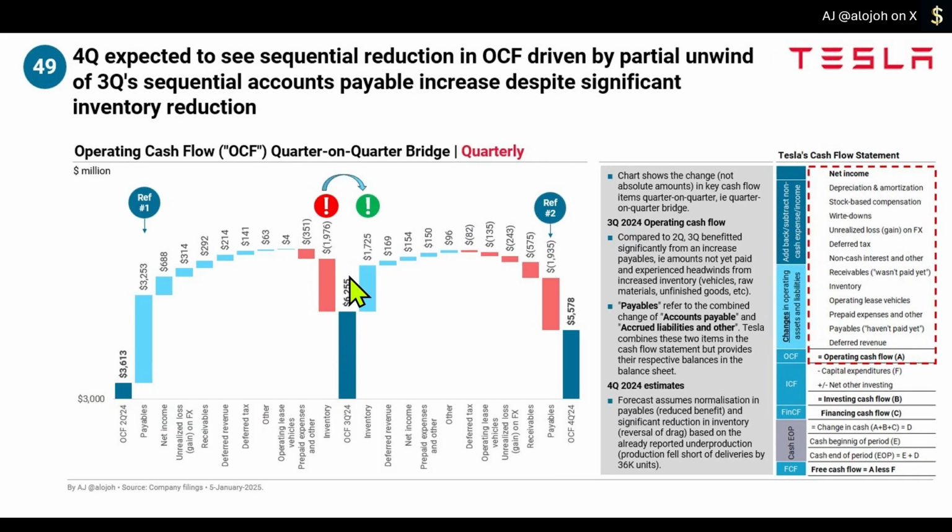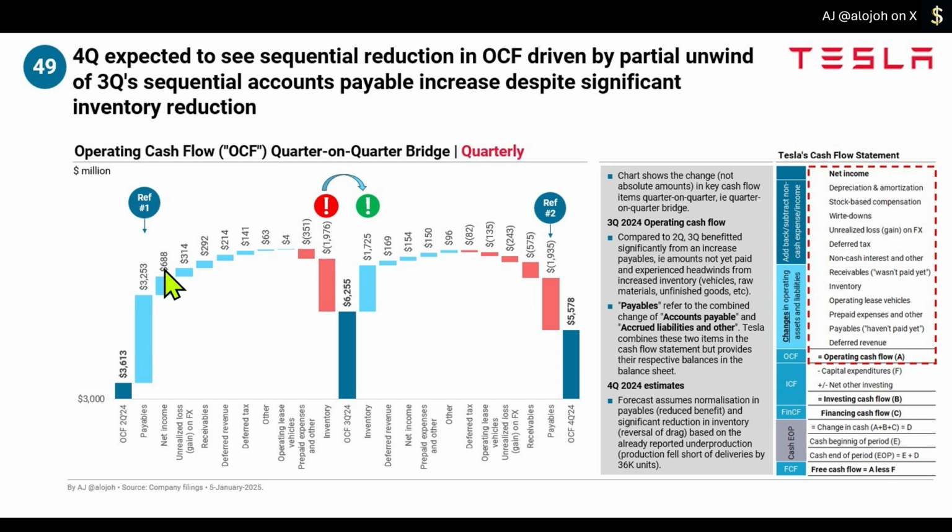So here you have the 6.3 billion from the third quarter, and the 5.6 billion of the fourth quarter that I project, and this is the 2Q actual, which was 3.6 billion. This bridge shows you not the absolute amount of an item, for example, payables, and I will discuss in a second what payables are, but the change in the cash flow statement, how the impact changed.